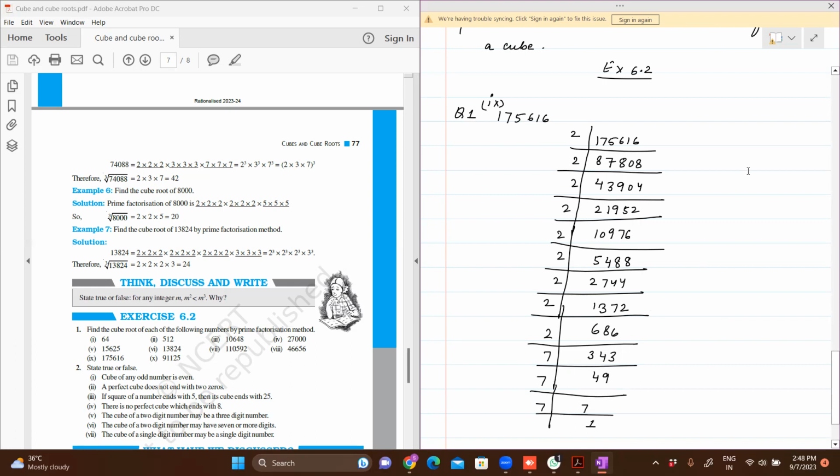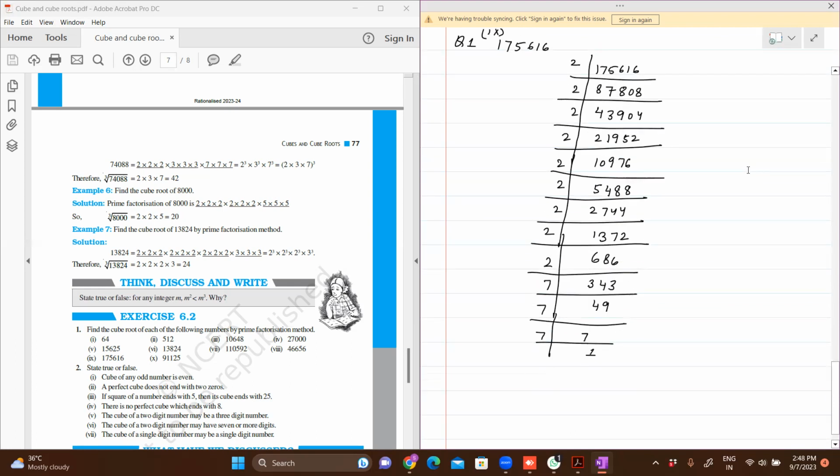Now, if you talk about the prime factorization of 175616, how many 2s are there? 1, 2, 3, 4, 5, 6, 7, 8, 9. 9 times 2 and 3 times 7. So we can check that it can be grouped. 2 is 3 times grouping and 7 is one grouping.